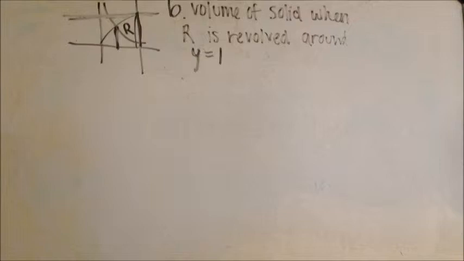Okay, part B says find the volume of the solid generated when R is revolved about the horizontal line y equals 1. So in order to do this, we know that the volume of the solid generated is going to require pi r squared of something.